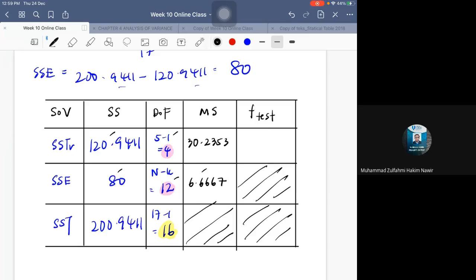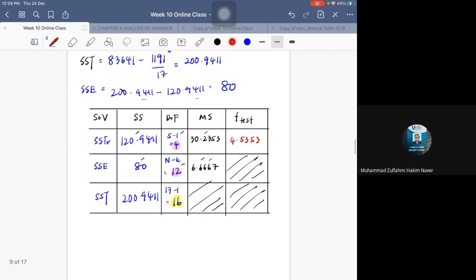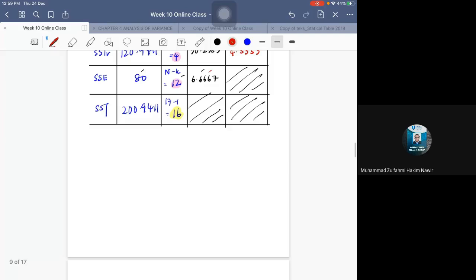And now that we have all these values, we can straight away find our test statistic value. All you have to do is take the mean square at the top and divide by the value at the bottom. That is going to give you a value of 4.5353. So that is going to be our statistical value, or the value of our test statistic. Okay, now that we already have the table, only then can we start with the hypothesis testing.